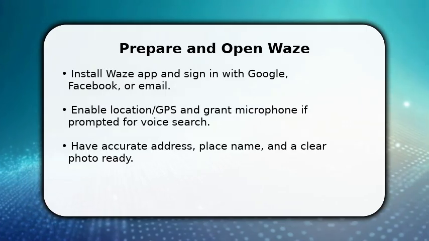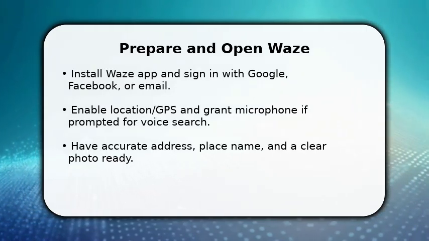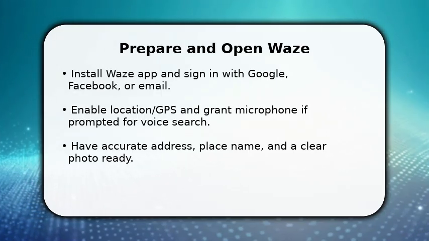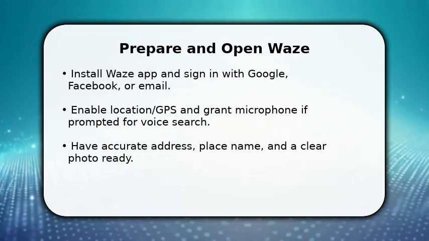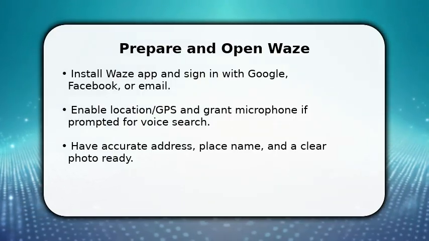Next, gather the location details you'll enter: exact address, official name, and one clear street-level photo. These essentials speed the process and reduce review time. Now tap the map to begin adding or editing a place.